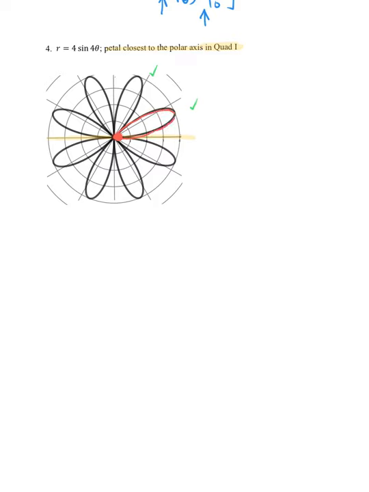Okay. So that petal is always going to take on that shape when it enters and exits the pole, and that is always going to occur at r equal to 0. So I'm going to take this equation right here and let r equal 0. So I have 4 sine 4 theta equal to 0. And again, you should press pause and try to solve that yourself first.